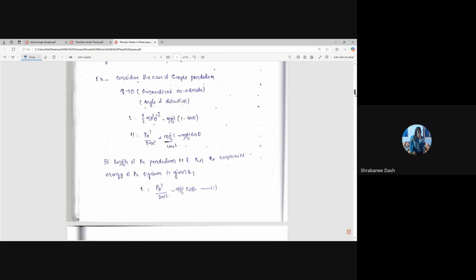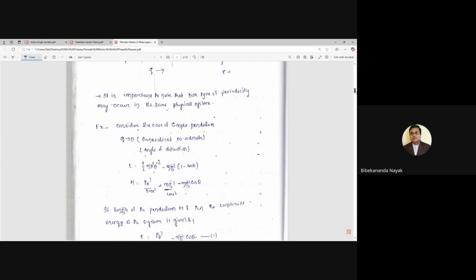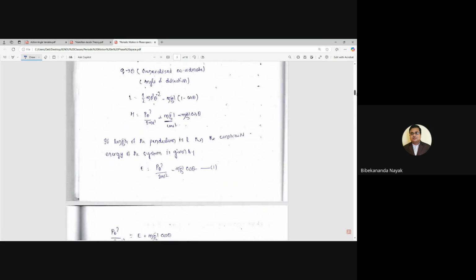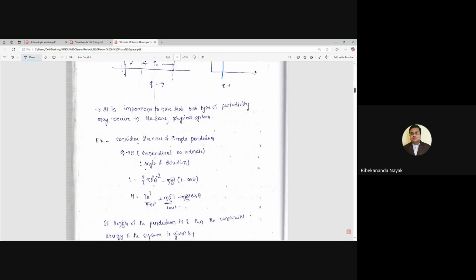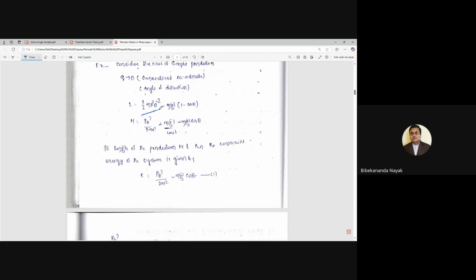Consider the simple pendulum, which we will solve. Its kinetic energy is half ml square theta dot square, and potential energy is mgl (1 minus cos theta). So its Hamiltonian, taking the sum over p_j q_j dot minus L, will be p theta square by 2ml square plus the potential. Lagrangian is T minus V; for a conservative system, Hamiltonian is T plus V.